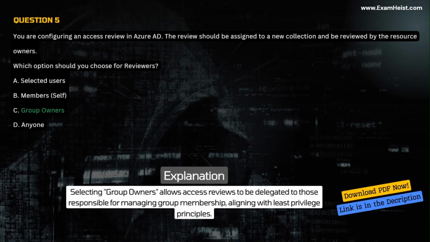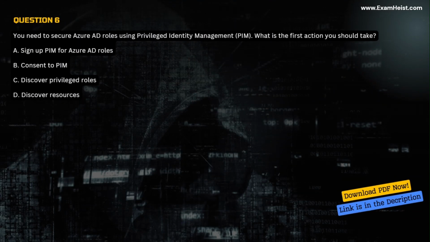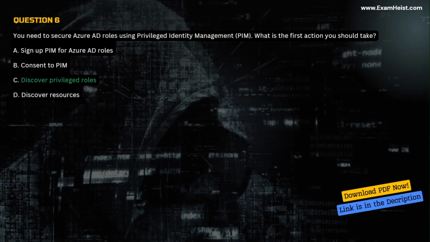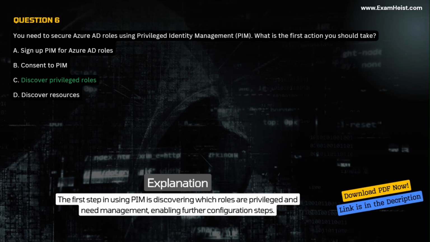Question 6. You need to secure Azure AD roles using Privileged Identity Management, PIM. What is the first action you should take? A. Sign up PIM for Azure AD roles. B. Consent to PIM. C. Discover privileged roles. D. Discover resources. Correct answer C. Discover privileged roles. Explanation. The first step in using PIM is discovering which roles are privileged and need management, enabling further configuration steps.